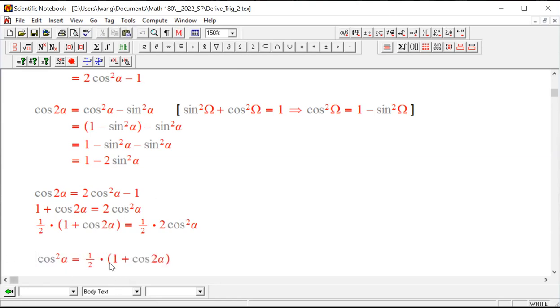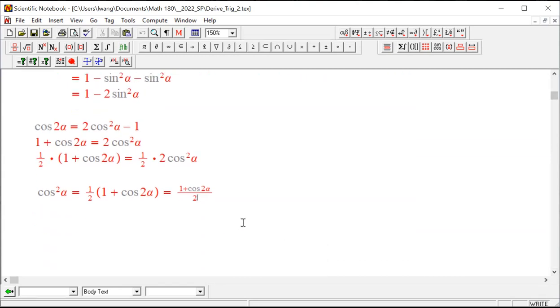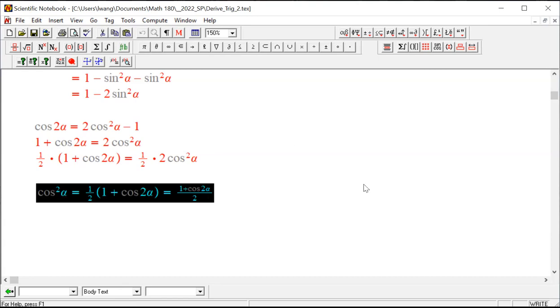Okay, so this is one of the ways you can write it. Some people like to write it this way, which is also fine: 1 plus cosine 2 alpha, divided by 2. In the future, we're going to see examples using this formula. You can see on the left-hand side, the power is 2. On the right-hand side, the power is 1, right? So this formula can be used to reduce power.